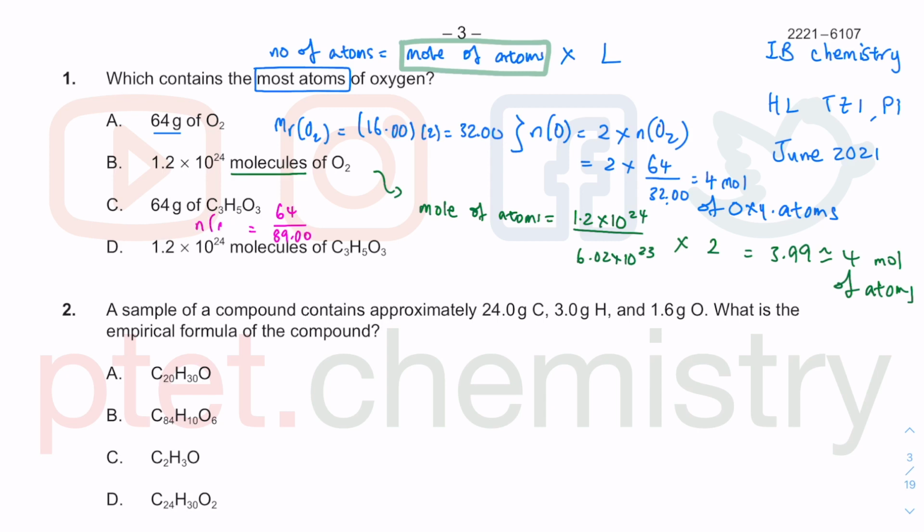The mole of the oxygen atoms is going to be the mole of this substance multiplied by 3, because I have 3 oxygen atoms in 1 molecule of these. So 64 divided by 89 times 3, I get 2.16 mole of oxygen atoms.